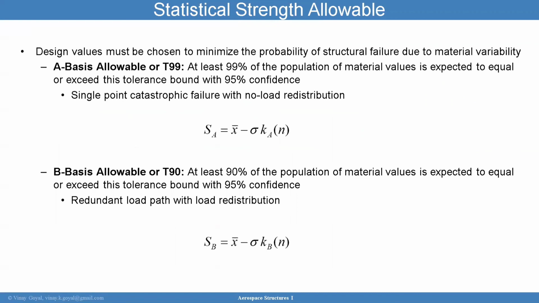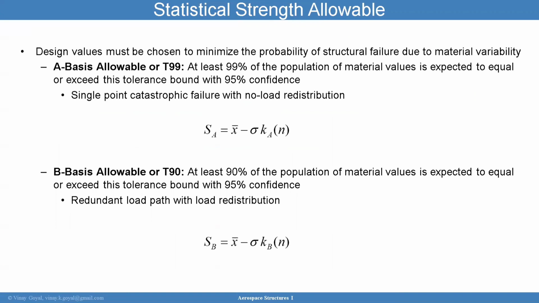Statistical strength allowable. The design values must be chosen to minimize the probability of structural failure due to material variability. And so when I design a structure, I don't design it to fail at the mean value or the average strength.